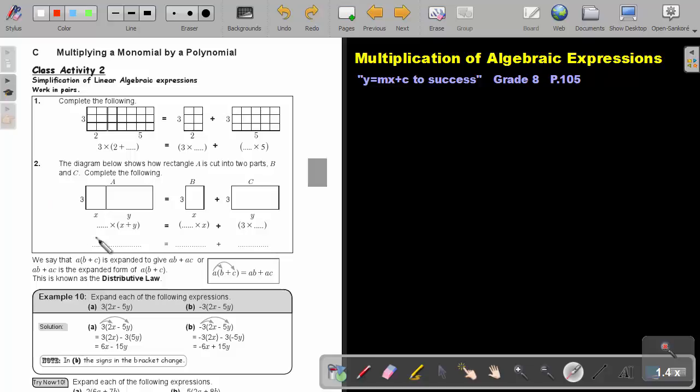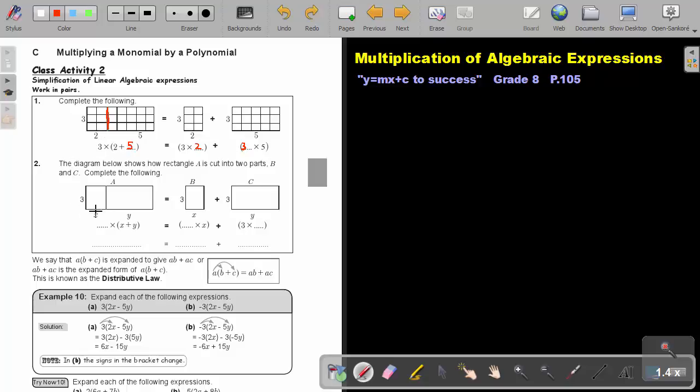Now, let's just quickly go through this class activity. If I have 3 rows and 2 columns here, and then there will be 5 columns. So, if I want to multiply it, it will be 3 times 2 plus 5. And I can break it up as saying 3 times 2 plus 3 times 5.